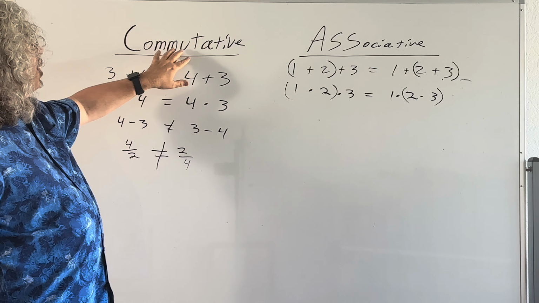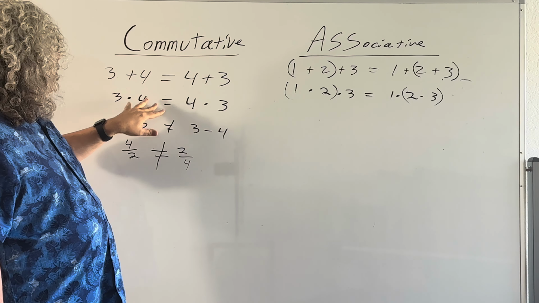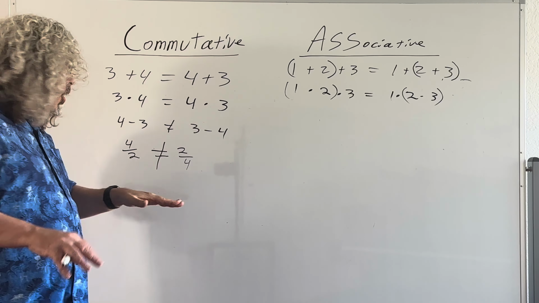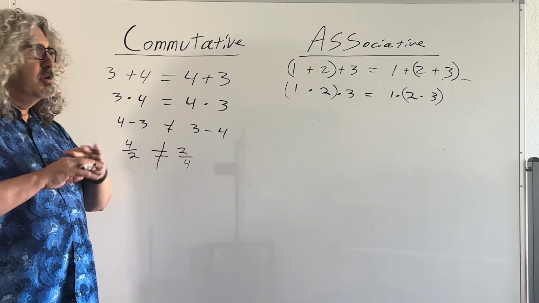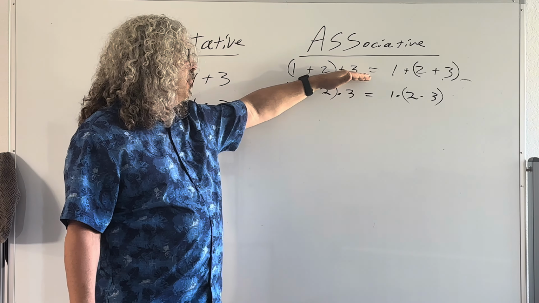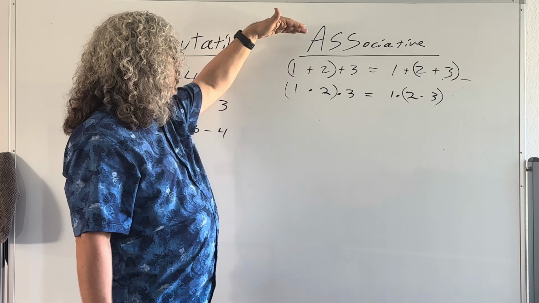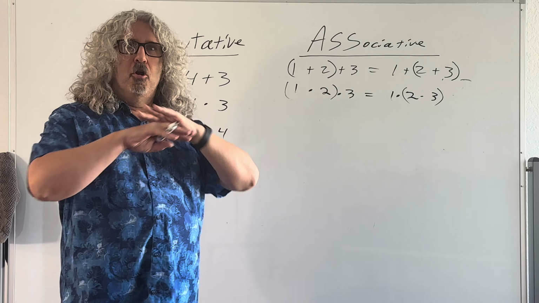So the commutative property of addition, yay. Commutative property of multiplication, yay. Commutative property of subtraction, no. Commutative property of division, no. Associative property of addition, yay. Associative property of multiplication, yay. Associative property of subtraction or division, no.